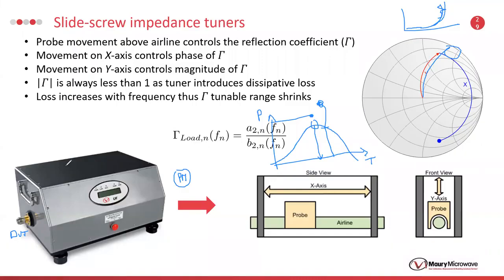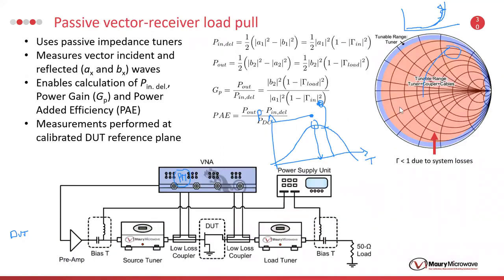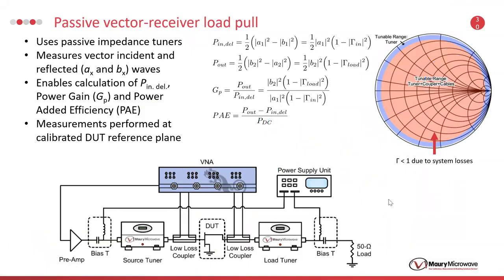Okay. Now, let me go back here, and let me clear this, or it's not going to clear all drawings. Perfect. So remember I told you this was at the beginning, where people were using power meters. Now people are not using power meters. What are they using? They are using VNAs, and this is what we call vector receiver load pull. Vector receiver load pull is not something that is new. It was there, but it was not practical, okay?